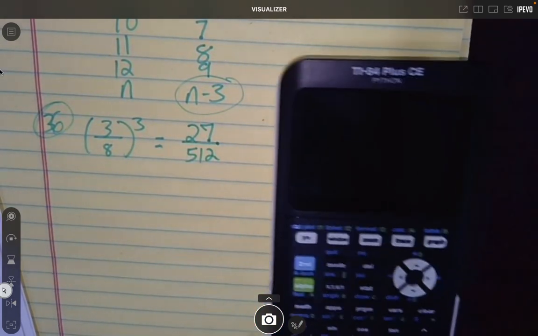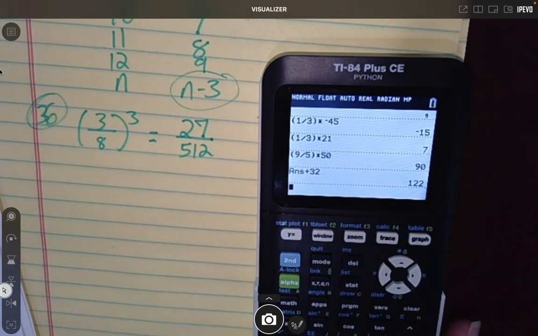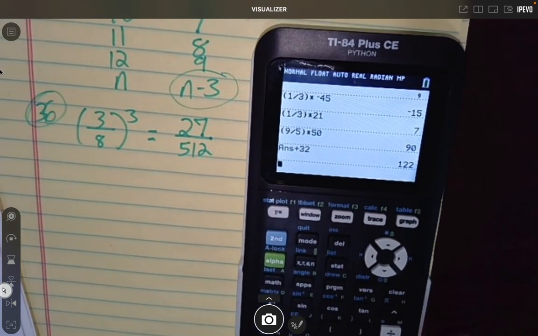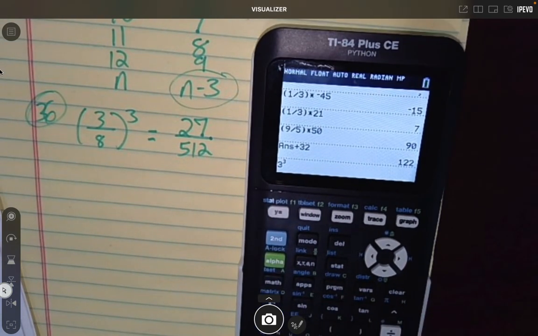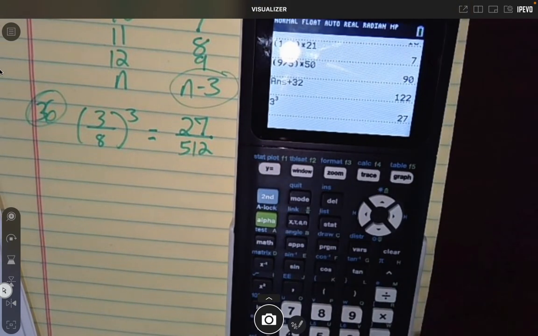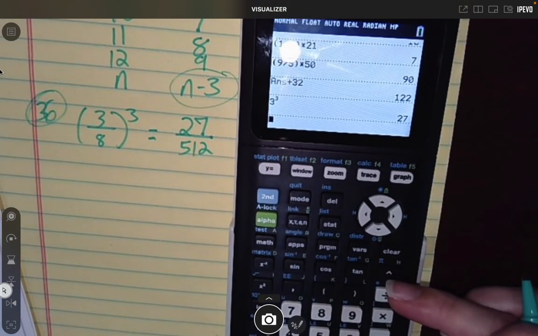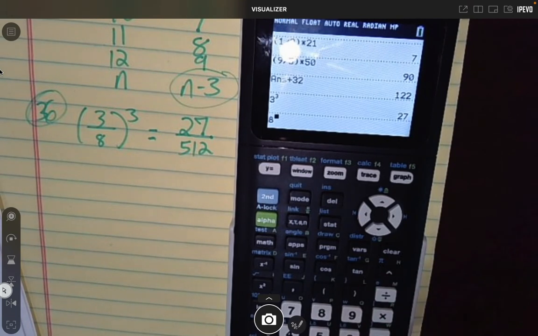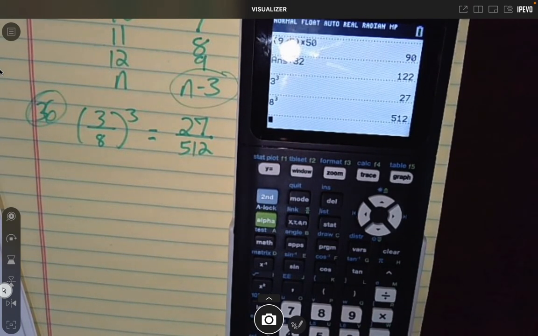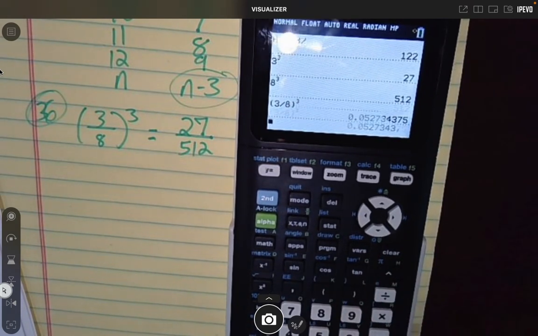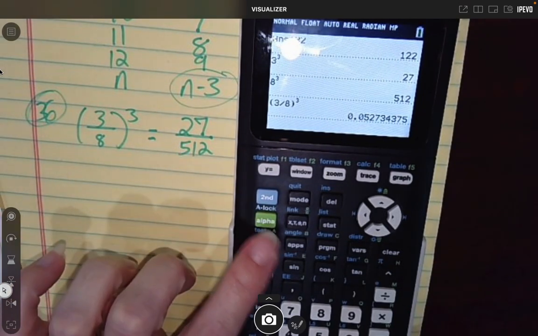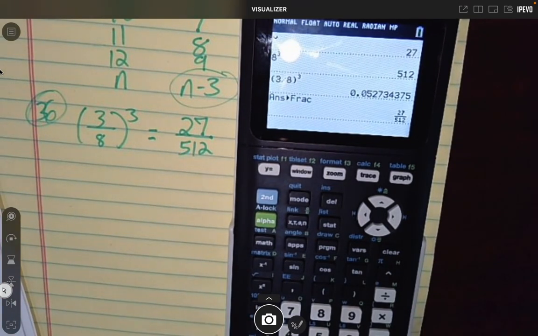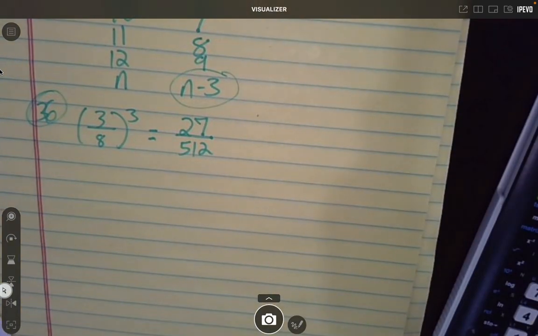Do I need to show y'all how to do to the 3rd power? You just multiply it by itself, and whatever you get, you multiply it by that again. On the calculator, I just do 3, press that up button, and it's 3 to the 3rd, and then I would do 8 to the 3rd. And you would get 27 over 512. Or you could have even done 3 divided by 8 to the 3rd. How do you change it to a fraction? Math enter. There you go. Lots of different ways. Is there another one? Oh, no, that's it.